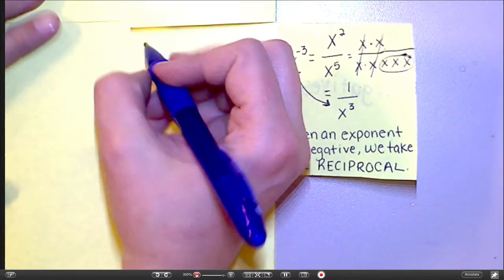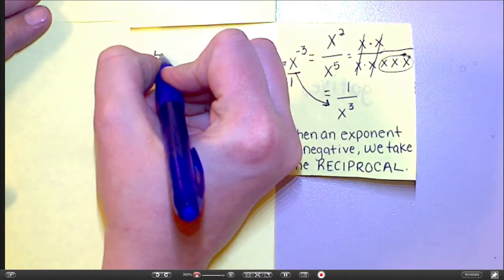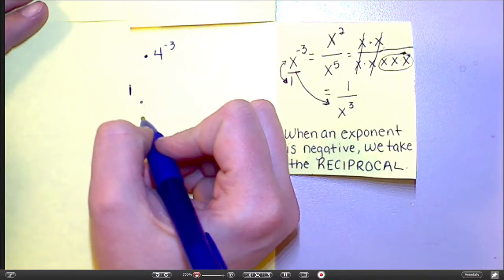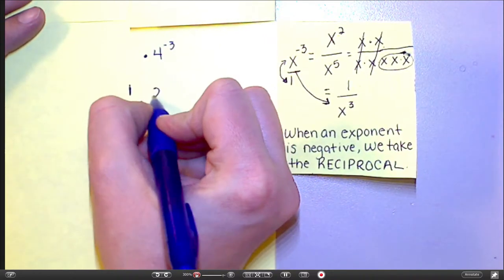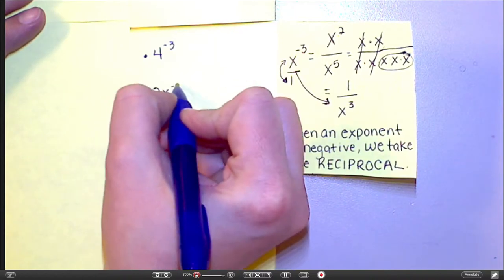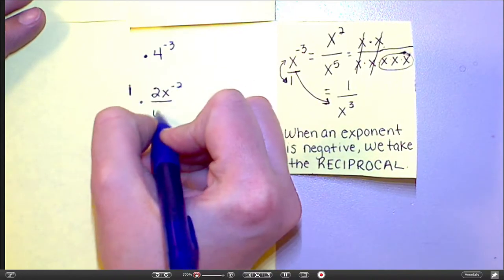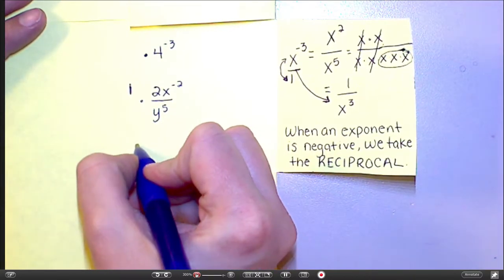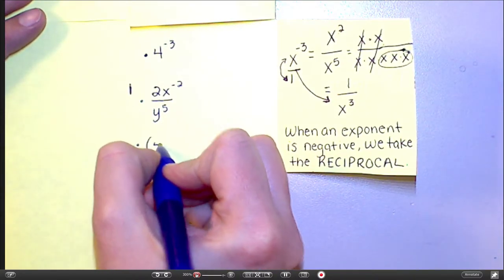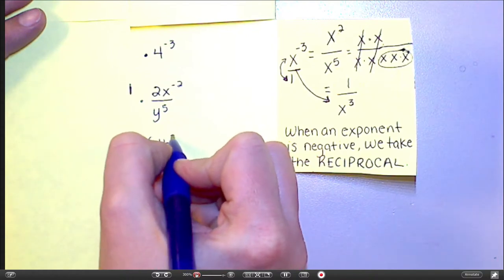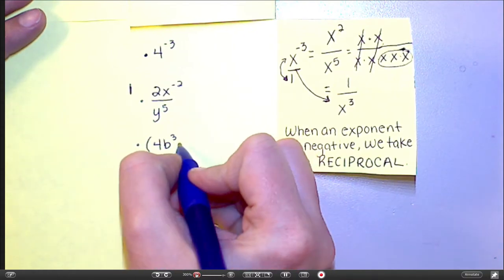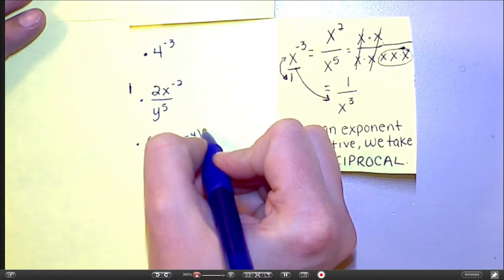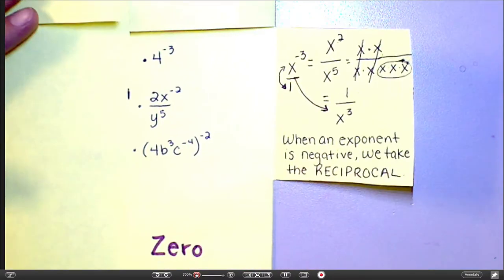First example, 4 to the negative third power. Second example, 2x to the negative 2 over y to the fifth. And last example, 4b to the third, c to the negative fourth, all raised to the power of negative 2.